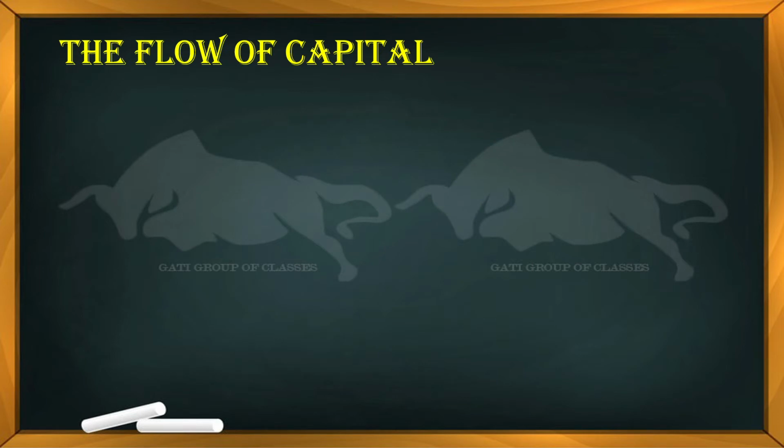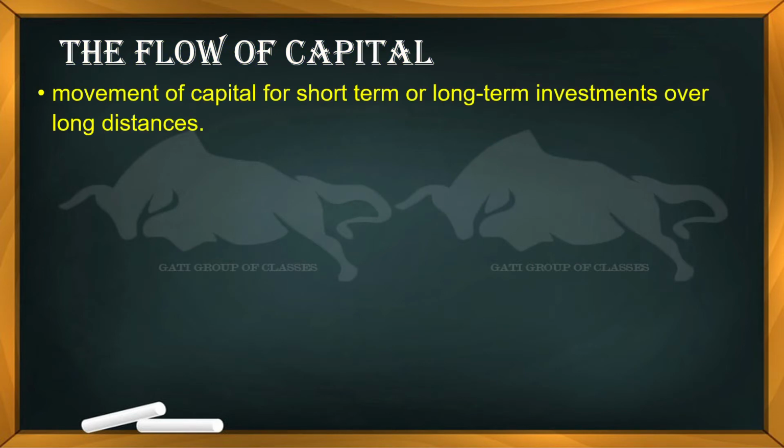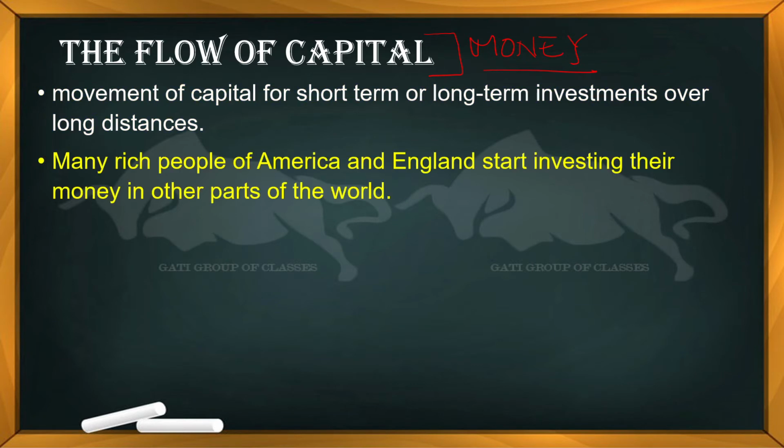Now the next is the flow of capital. Movement of capital was for short-term as well as long-term investment. When we talk about capital here, it simply means money. You should remember this in your mind: capital means money. Many rich people in America and England started investing their money in many other parts of the world because they wanted some profit from there.